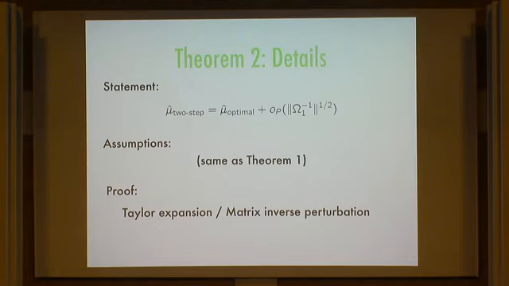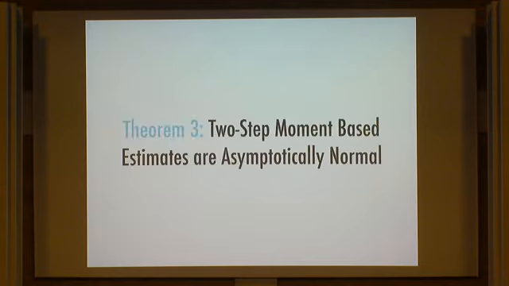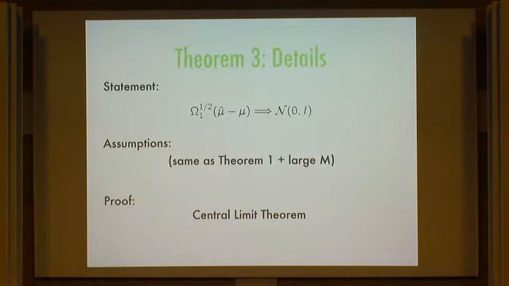Okay, so this is much more subtle, but basically you do a Taylor expansion of these estimates, and you show that perturbing the sigma and the sigma squared a little bit does not change the estimate too much. So as long as you have a consistent estimate, everything is okay. And then finally, the final theoretical result is that these estimates are asymptotically normal.